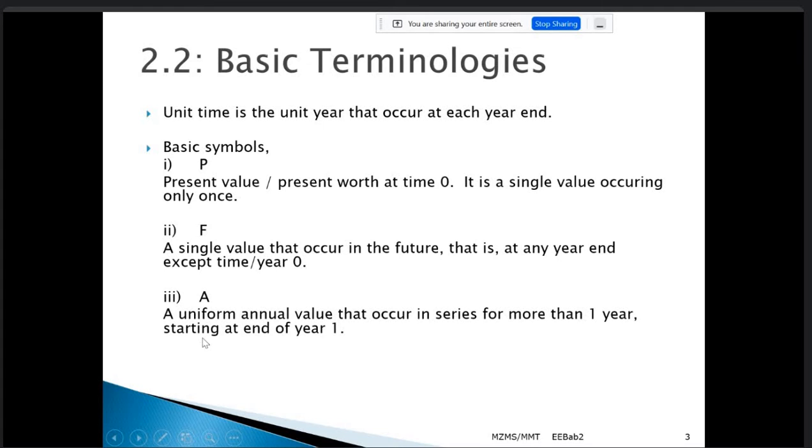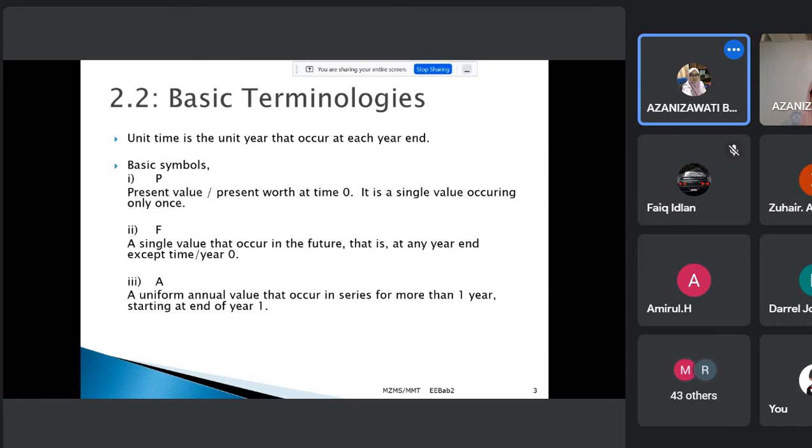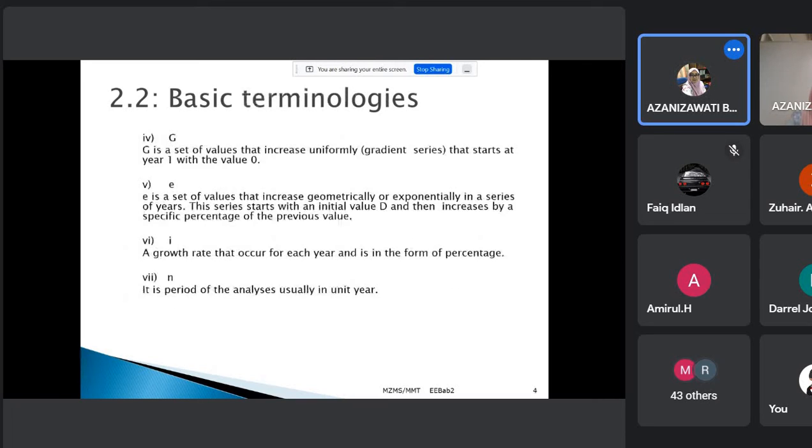Okay. Next is A. A is a uniform annual value that occurs in series for more than 1 year, starting at the end of year one. So, for example, this is similar to ASB, because every year you will get your dividend. So you can calculate how much dividend you will get. So that is an annual value, but this one, A, is for uniform value.